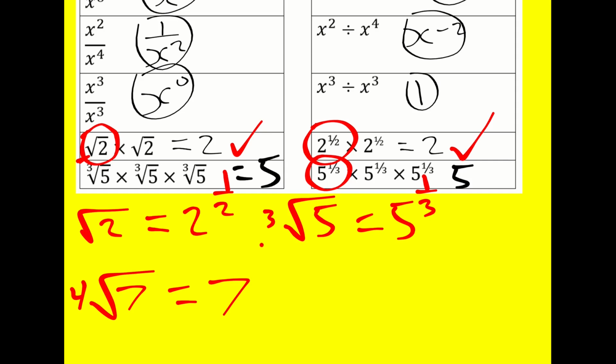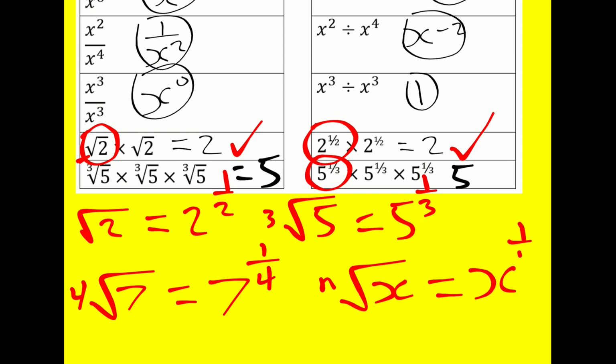And the answer is that it would be a quarter, because in both cases, if I times 4 of these together, 7 to the quarter times 7 to the quarter times 7 to the quarter times 7 to the quarter, I'll get 7. I'll do the same over here. And the final one then, what about this? What if I have x, the nth root of x? Now if we follow the pattern, we've understood this, this is what we would write down.